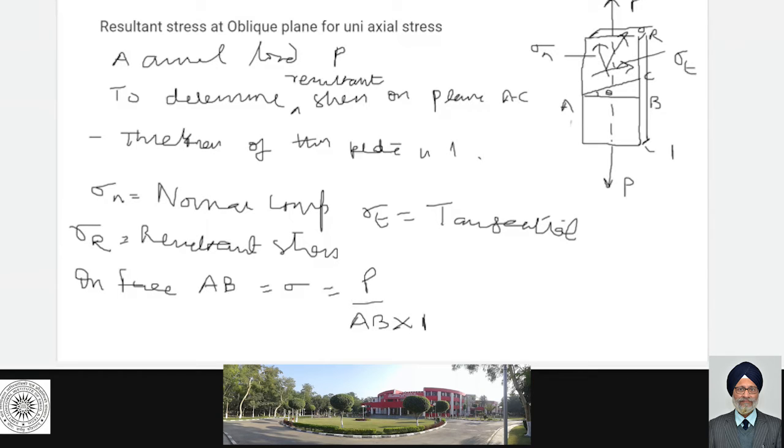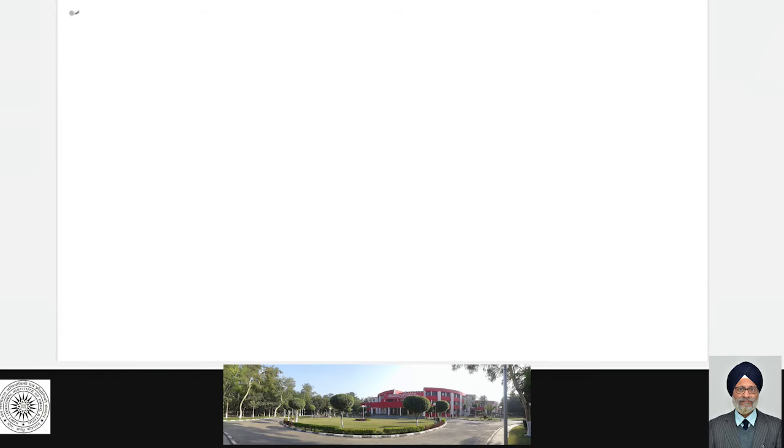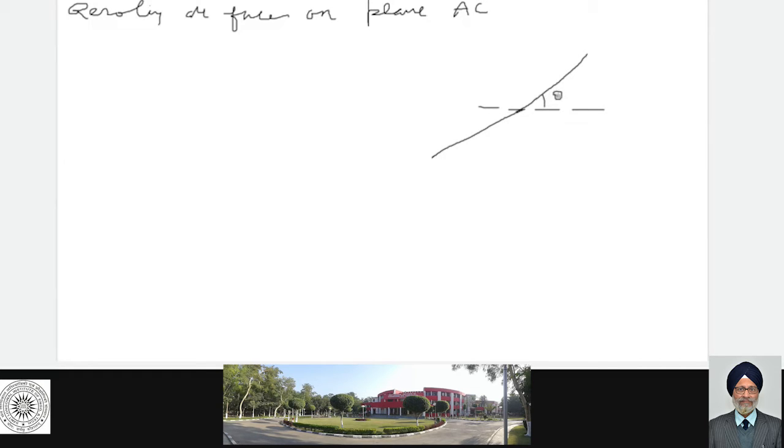So now what I'll do, I will draw the forces along AC, forces along AB. In order to draw this, I resolve all forces on plane AC, because I have to determine the resultant stress at AC. So this is a horizontal thing. This is a plane which is along AC. This angle theta is given. Okay. So you draw a perpendicular.